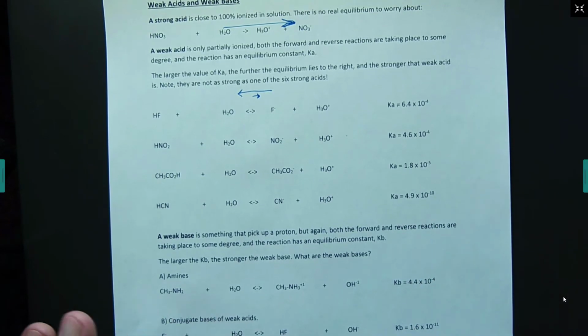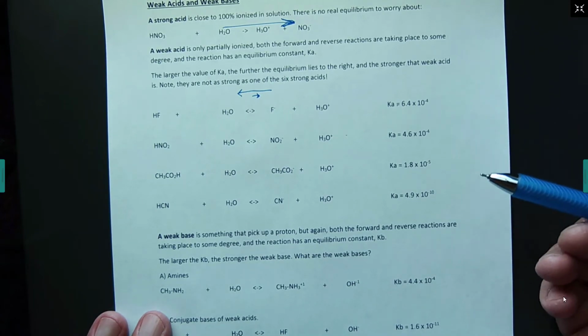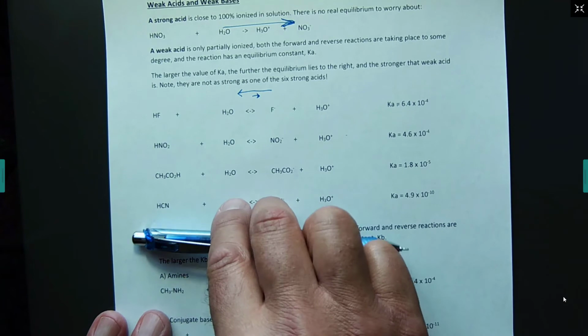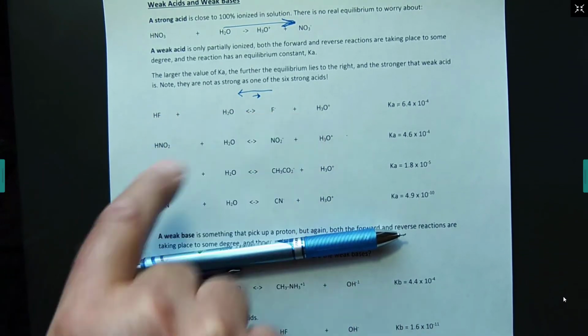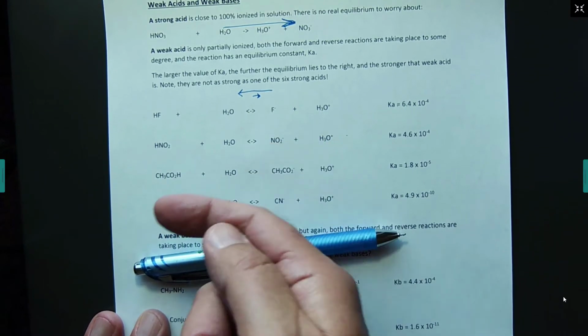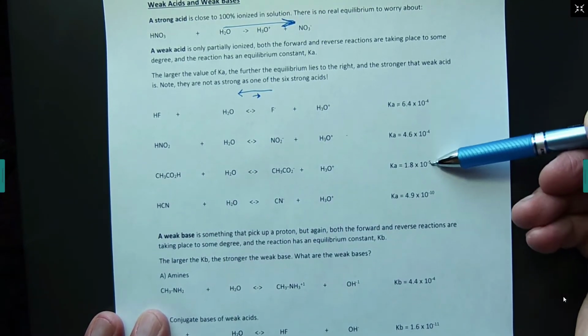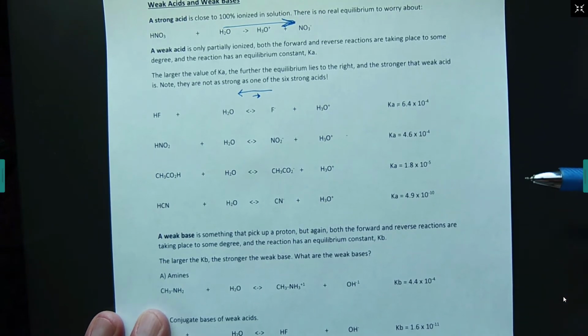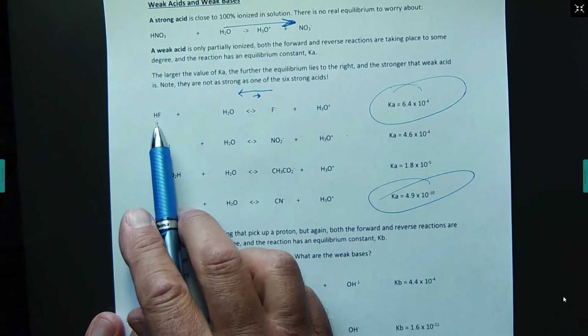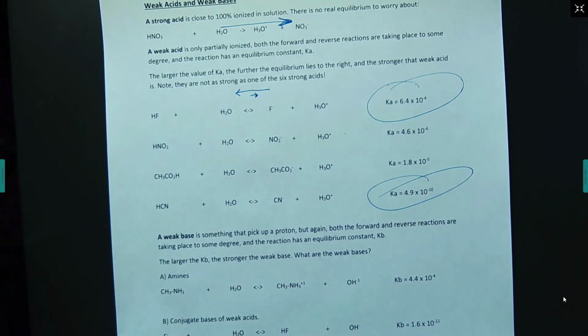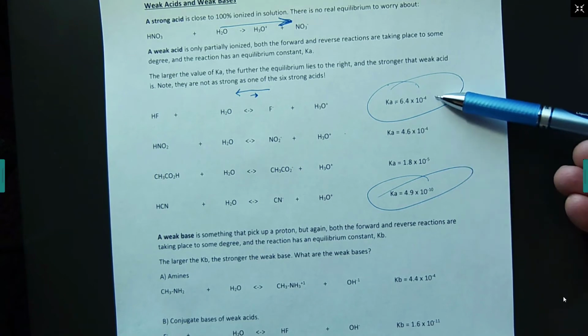So, who's the strongest of these? Oh, HF. The larger the value of Ka, the larger the value of K, the more the reaction lies to the right. None of them actually lie to the right. They all lie way to the left because they're all really small numbers. But if you had to compare them, if you had to compare this guy with this guy, who's stronger? Oh, HF by far. So in the weak world, you have some that are weaker, some that are stronger.